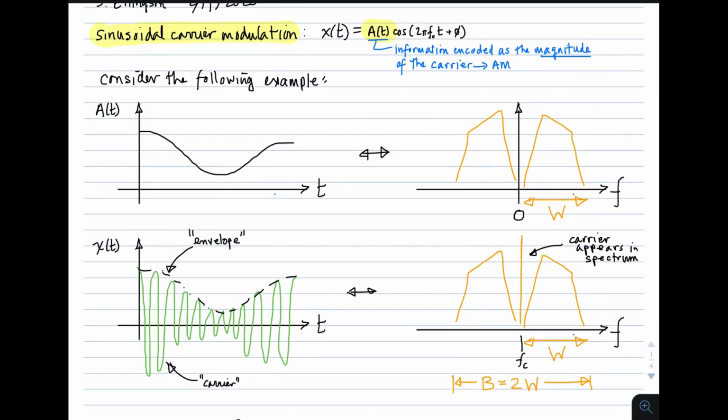So the idea is this: if we have a message waveform, depicted here as this curve, time domain waveform, then what we do is we use that waveform to manipulate the magnitude, or as we sometimes say, the envelope of the carrier. An unmodulated carrier would be simply a sinusoid, but we send information by changing the magnitude of the sinusoid with time.